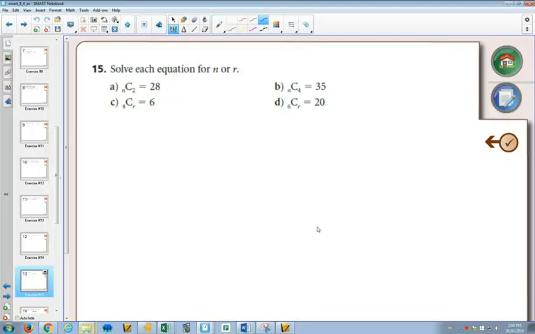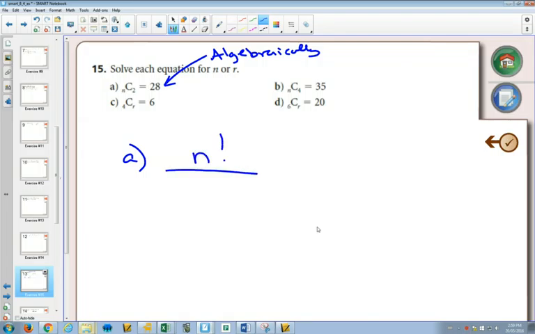What would happen on an exam is question A, they would tell you they would like to see it algebraically. The other ones we're going to solve with techniques of guess and check and being smart about it. Okay? So for question A, if it was algebraically, n choose 2, you would go to your formula for combinations, and n choose 2 is n factorial over n minus 2 factorial times 2 factorial, and that equals 28.